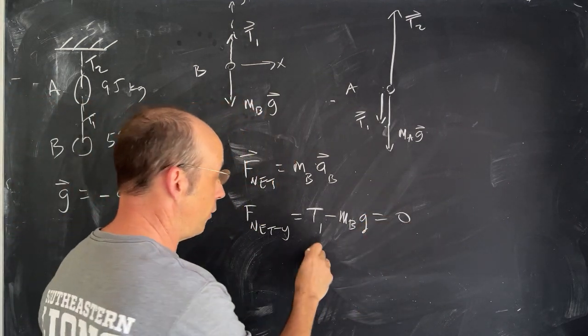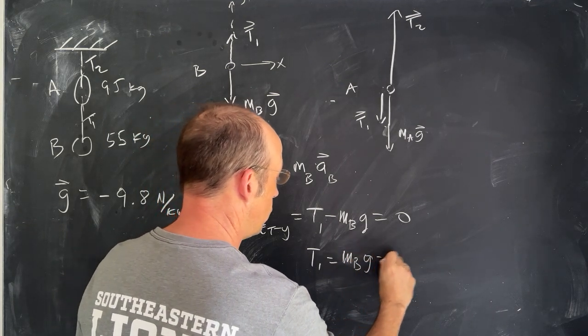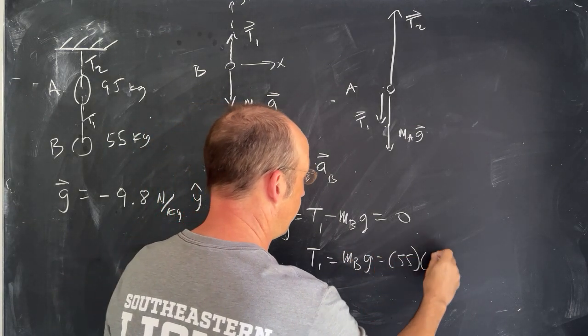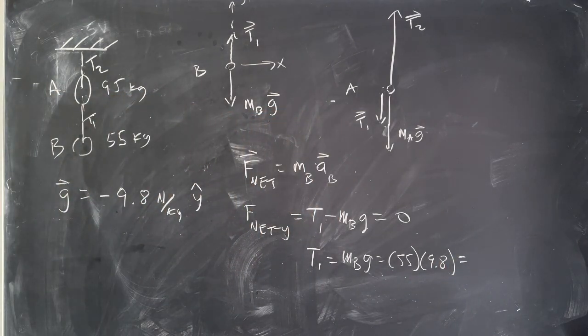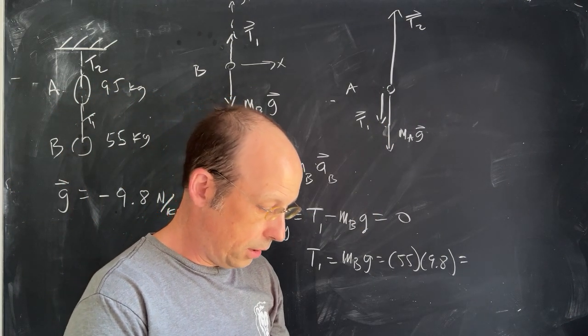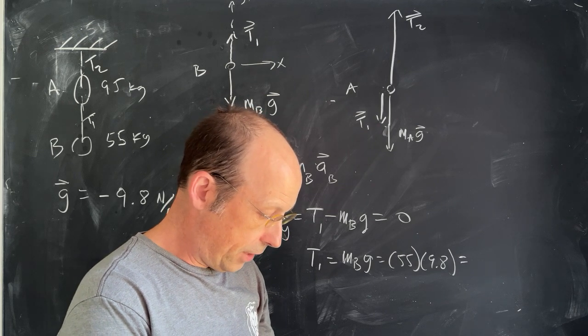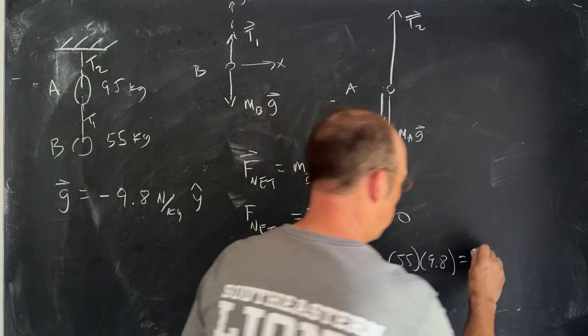And then I can solve this for T1. T1 is m_B g, which would be 55 kilograms times 9.8 newtons per kilogram. My calculator's way over here. Calculator time. Okay. On, 55 times 9.8, 539 newtons.